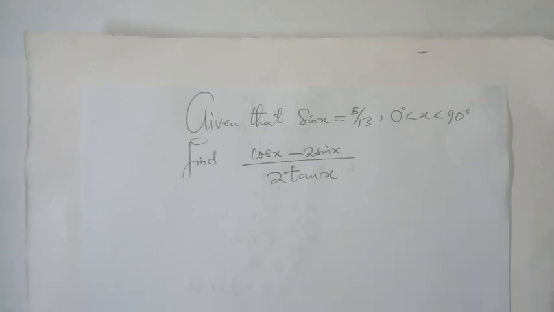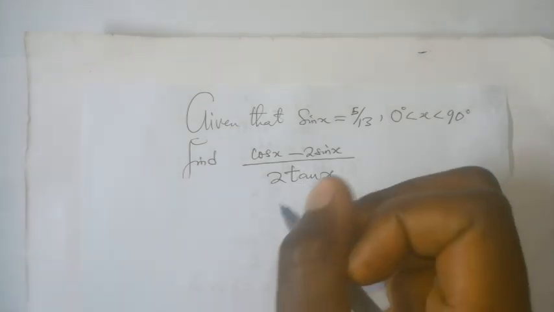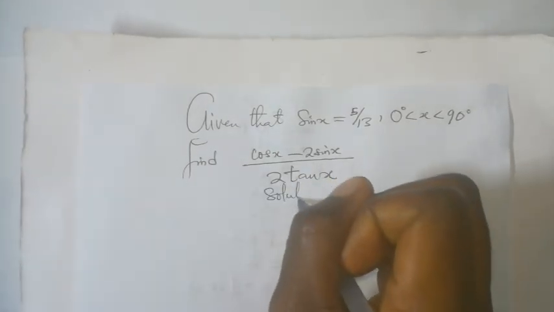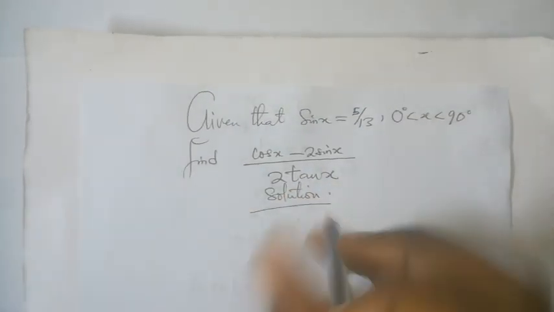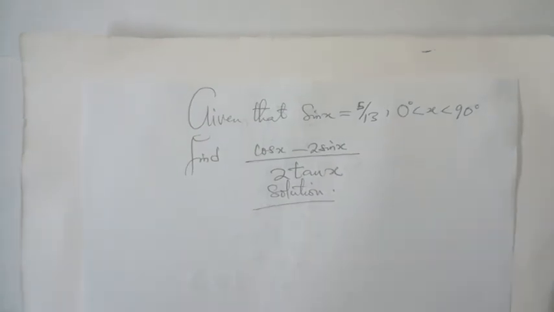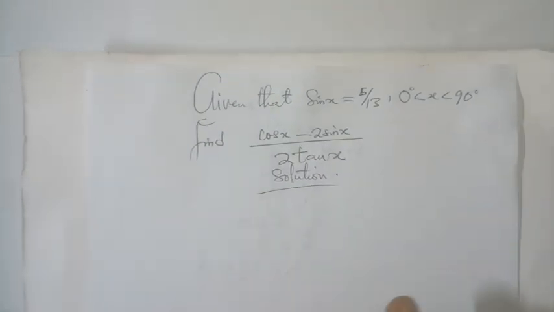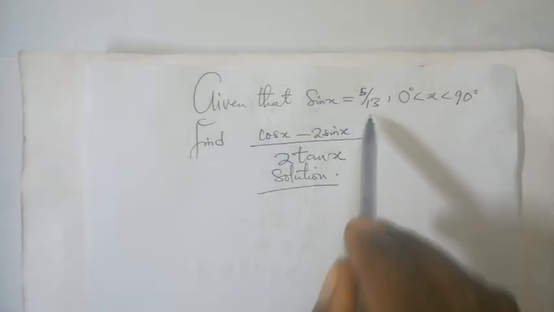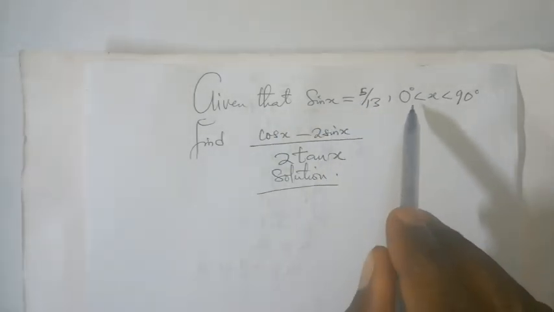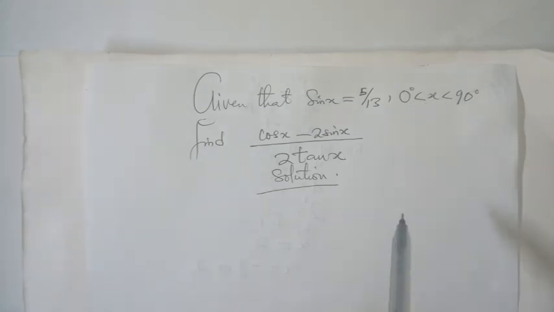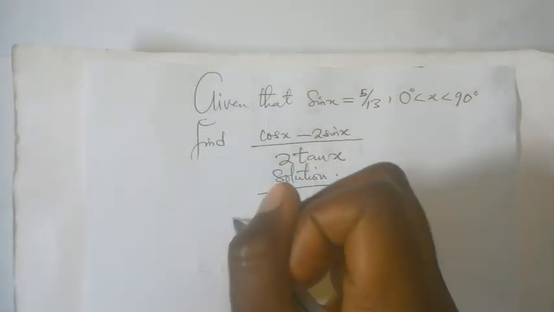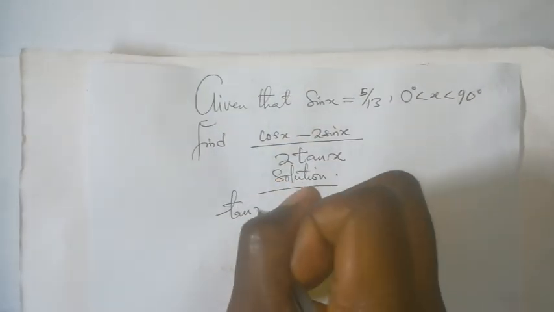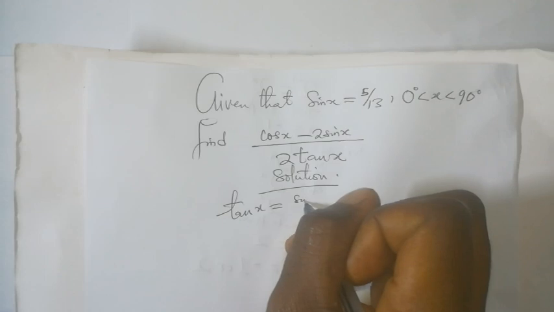Hello class, this is a trigonometric question, so let's solve it without wasting much time. It is given that sine x is equal to 5 over 13, within the range 0 is less than x is less than 90 degrees. You get it? So we know from trigonometric identities that tan x is equal to what?